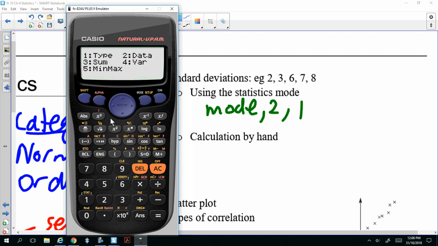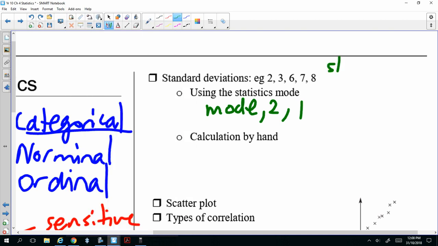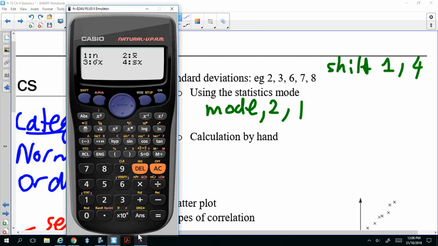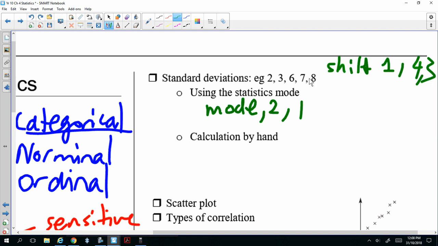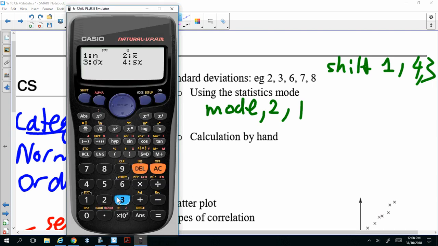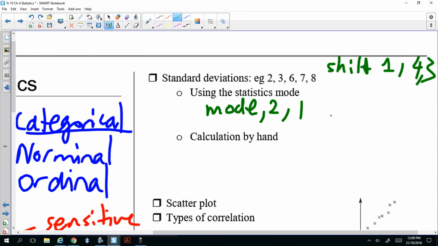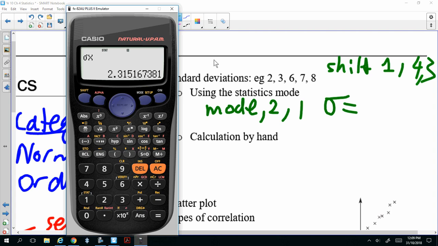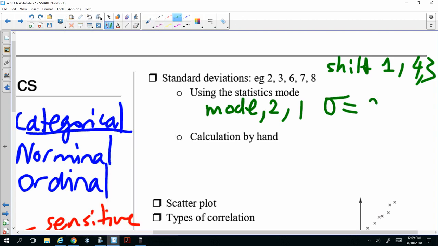Shift 1 and then 4. And then you choose option 3. And then you get this sigma notation, 3 equal. Sigma is the standard deviation. So standard deviation is approximately equal to 2.315. Okay, that's the standard deviation, which measures the spread.